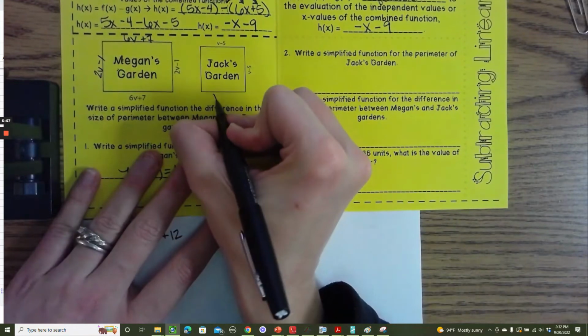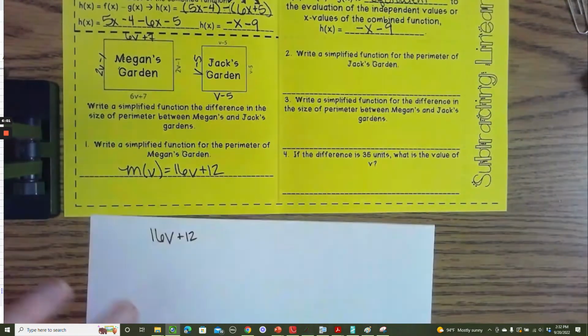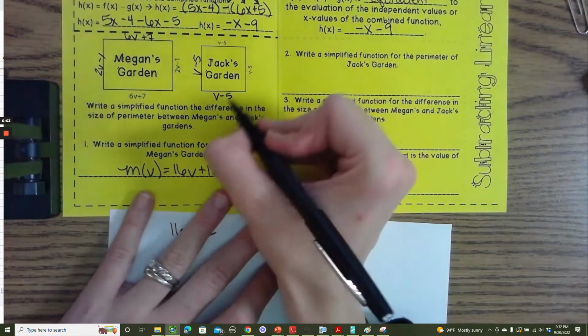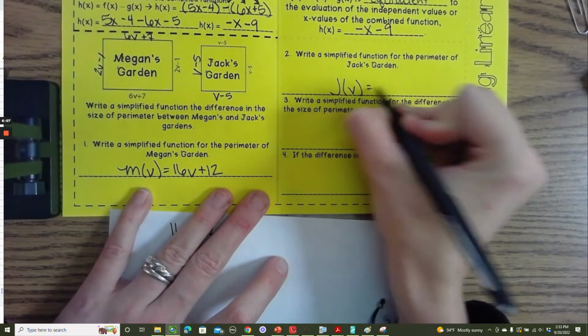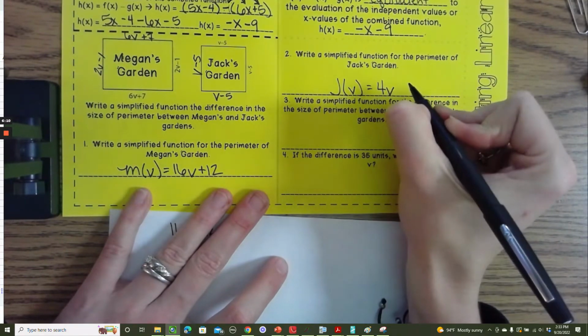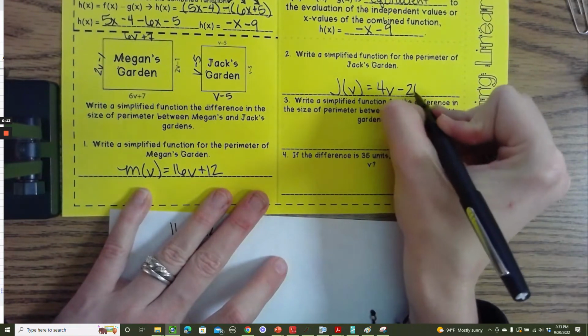All right, I'm going to do the same thing for Jack's garden. Jack's garden is a square, which means I can just multiply everything by 4. 4 times v, so Jack's garden is going to be j of v equals 4v. 4 times a negative 5 is a negative 20.